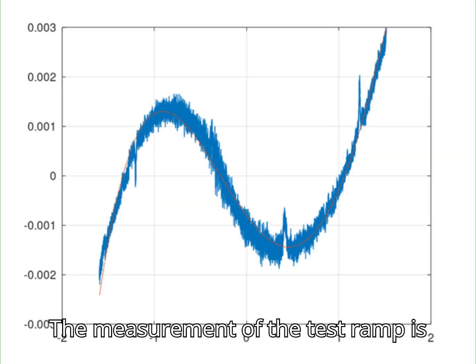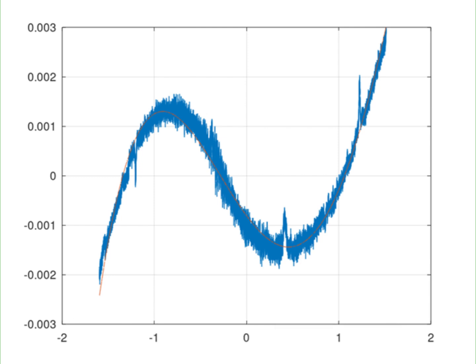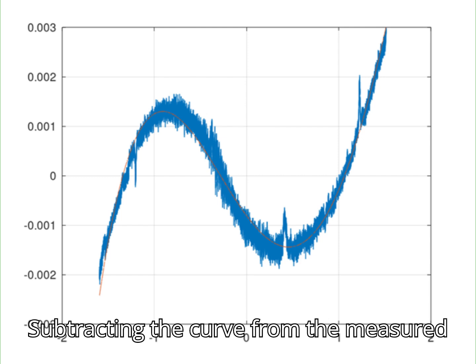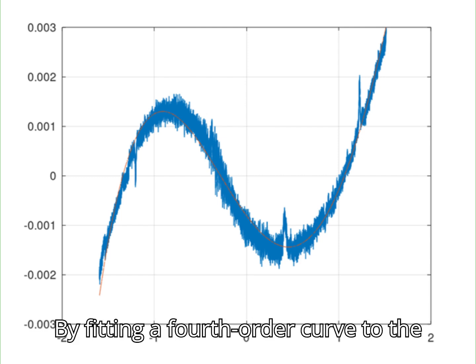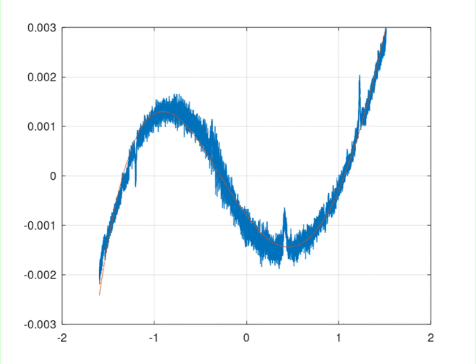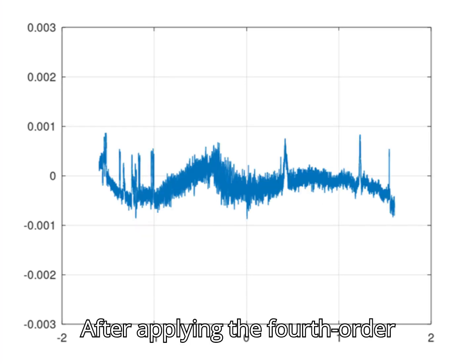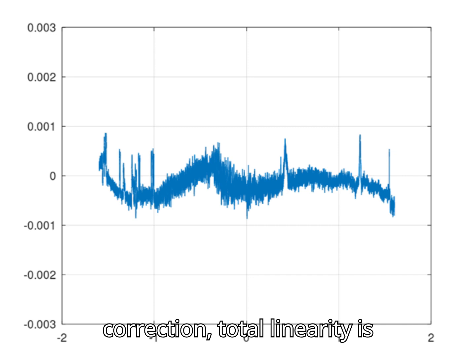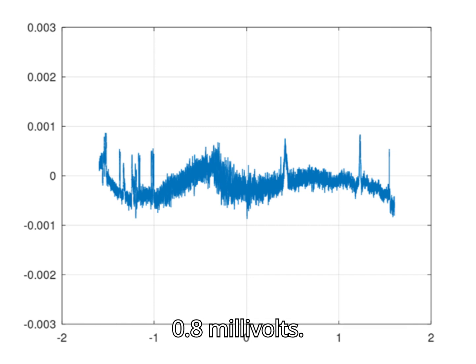The measurement of the test ramp is least squares fit to a linear curve. Subtracting the curve from the measured data yields the linearity error. By fitting a fourth-order curve to the error, the polynomial can be used to flatten the linearity error. After applying the fourth-order correction, total linearity is reduced to about plus and minus 0.8 millivolts.